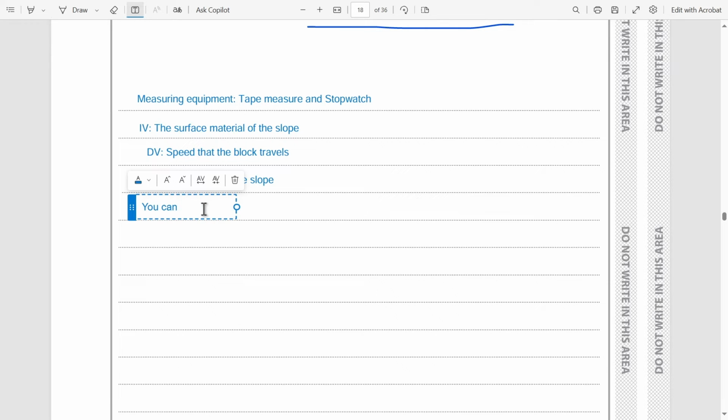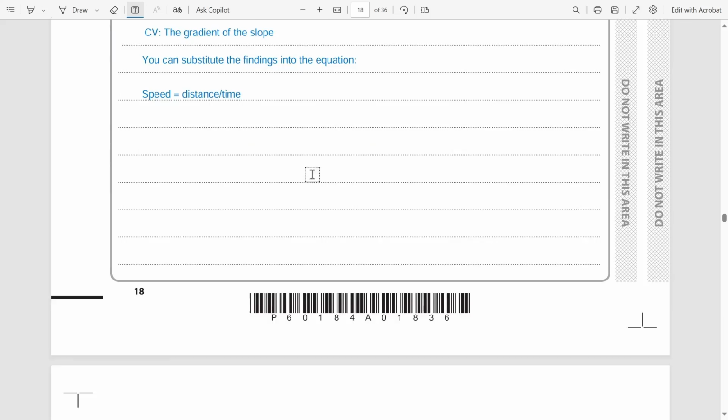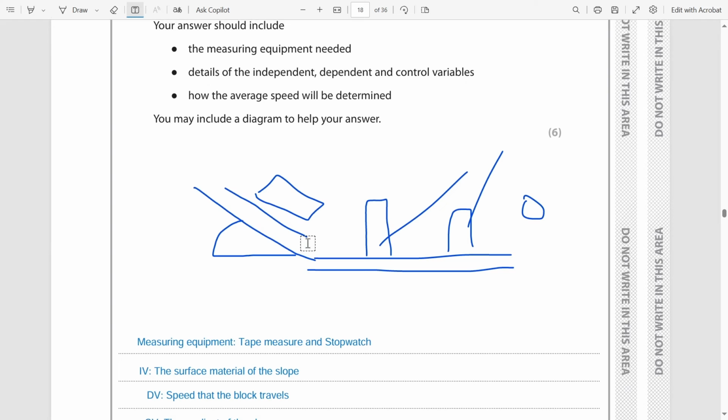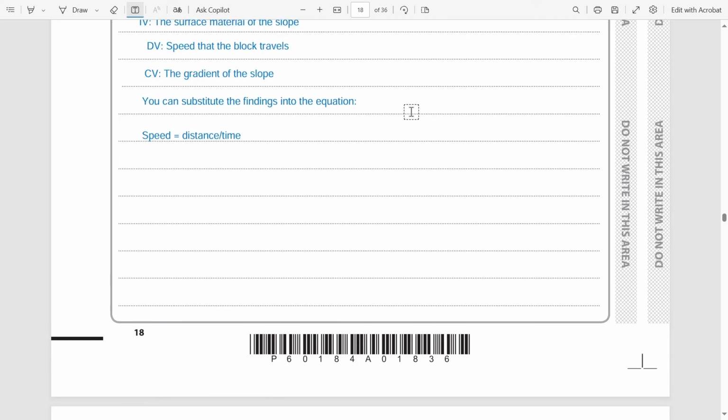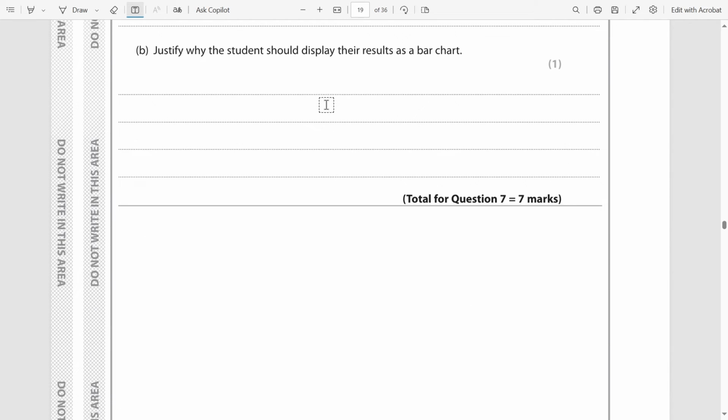You can substitute the findings into the equation. Speed equals distance divided by time. There. Cool. Next, look how many lines it offers you to write on, and this makes it easier for the examiner, I think.